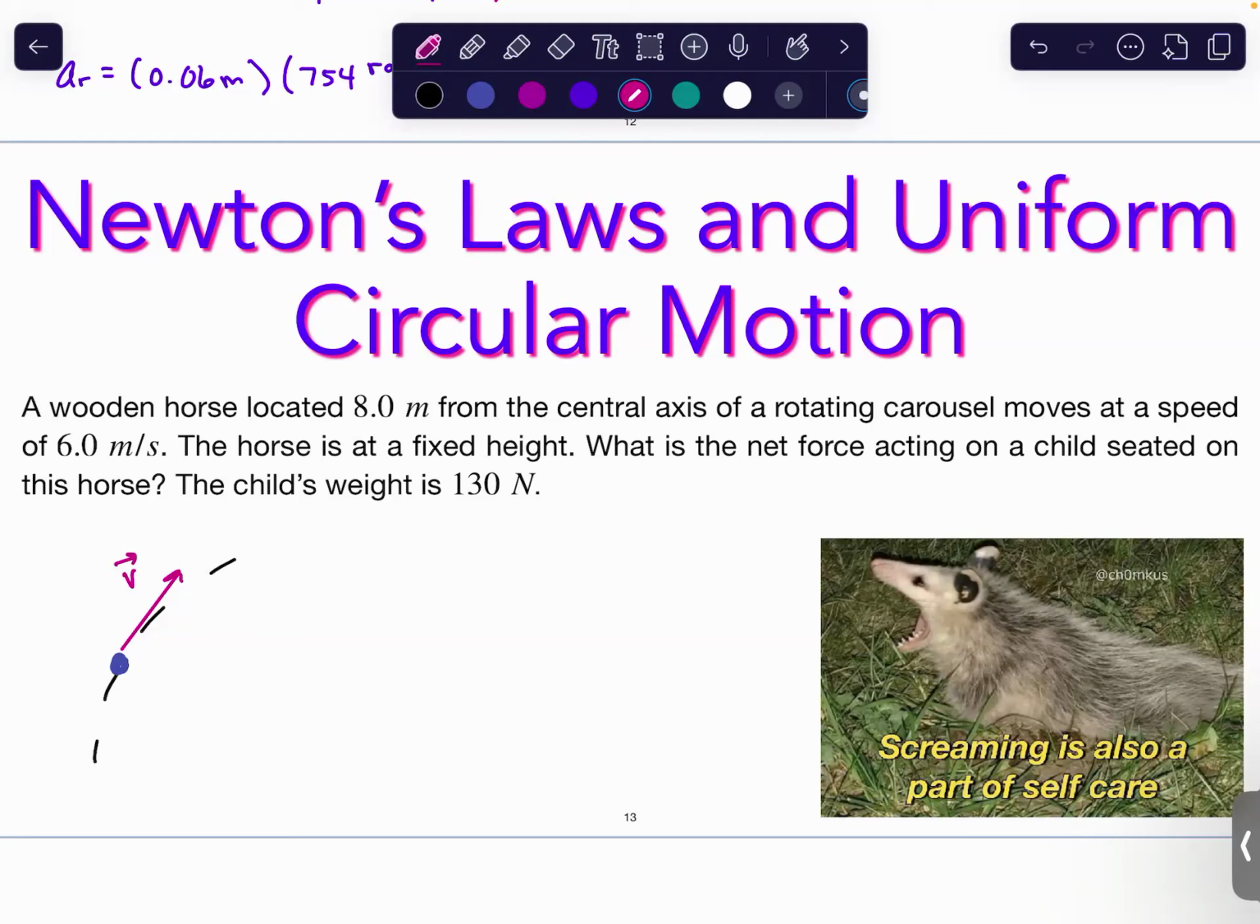Now, let's take a look at this problem here. What does this sound like to you? A wooden horse located 8 meters from the center axis. Oh, it tells you: carousel. And so the wooden horse moves at a speed of 6.0 meters per second.